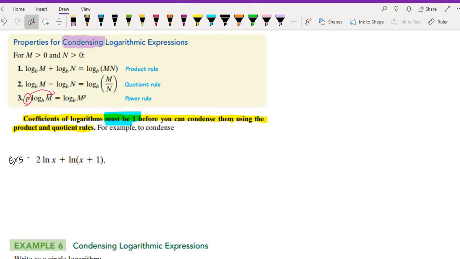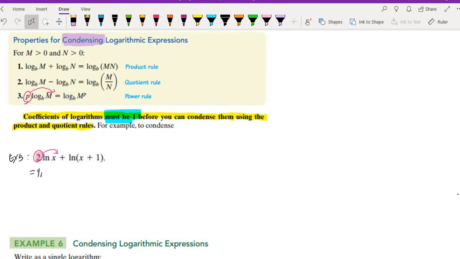Okay, let's look at example 5. So let's understand what they're saying here. We have 2 natural log x plus natural log x plus 1. I look at the coefficient for my natural log x, and that is 2. So we can't have this as a 2. We have to apply the power rule first, bringing it back to the exponent, which means we rewrite this as natural log x to the second power, then plus natural log x plus 1.